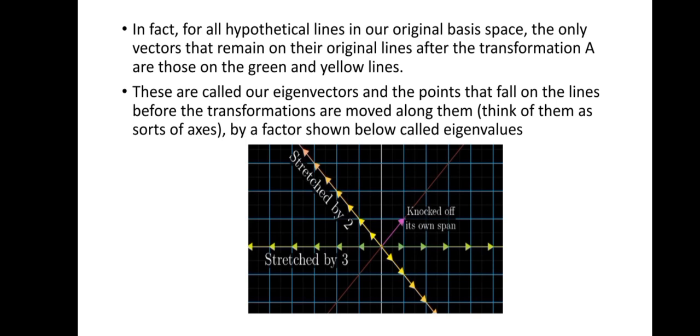Moreover, there was actually a span that was originally on the line y equals minus x, where the yellow arrow remains on the line. In fact, of all the hypothetical lines in our original basis space, the only vectors that remain on their original lines after transformation A are those green and yellow lines. These lines are called eigenvectors, and the factors by which the points on these lines are moved along them are called eigenvalues.